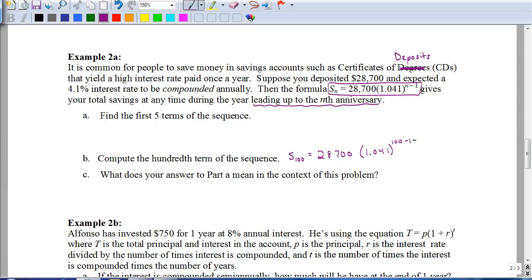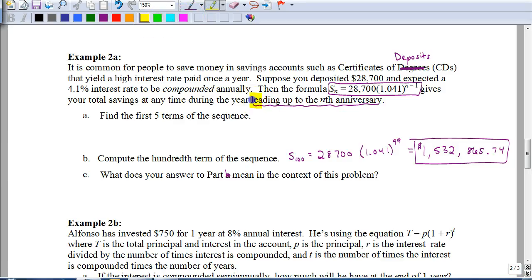Now 100 minus 1 is 99. So I'm just going to simplify that piece. And we would type that into our calculator, and if you did, you get an answer of 1,532,865.74. Now it says, what does your answer to part B mean in the context of this problem?